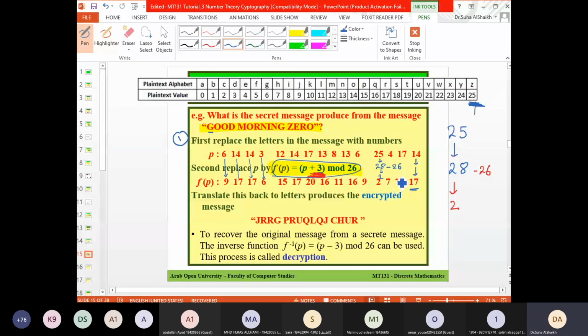Okay. Then this is the second step. The third step, change the letters back, the numbers back to be letters. What is the 9? The 9 is a J. What is the 17? It's R. What's the 17? R. 6 is J, and so on. This will be my secret message. This is my secret message.